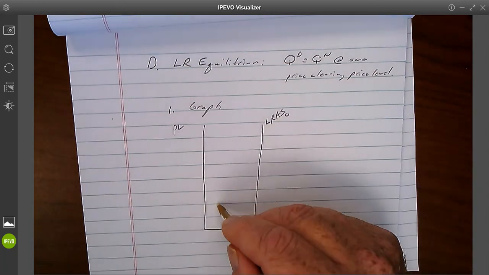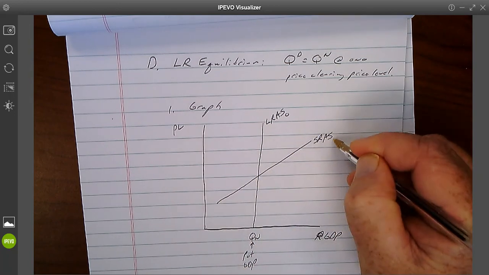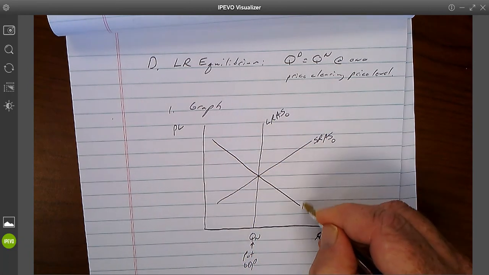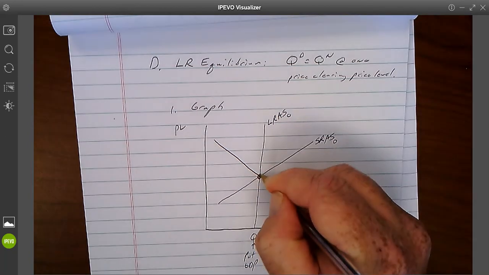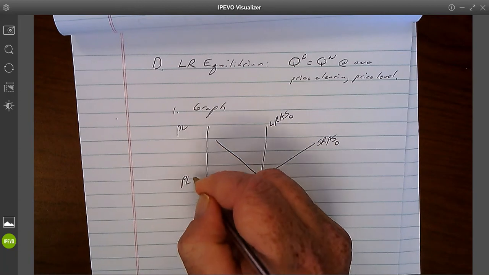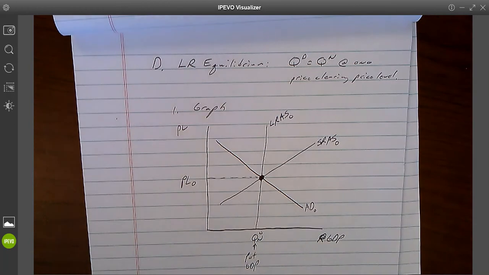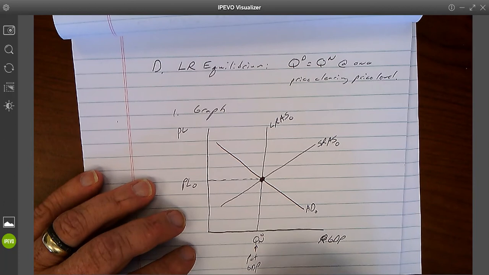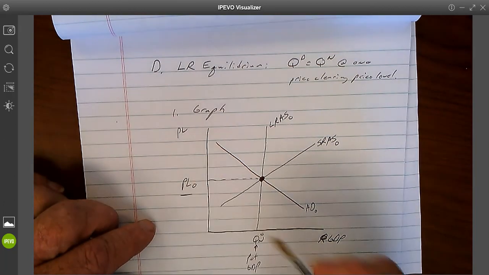Well, long-run equilibrium is when your short-run equilibrium, where short-run aggregate supply and aggregate demand intersect, is on potential. If they intersect on potential, that's long-run equilibrium. PL0, QN0. QN is really just telling you where potential is, but this is what Q is equal to: Q0 is equal to QN.